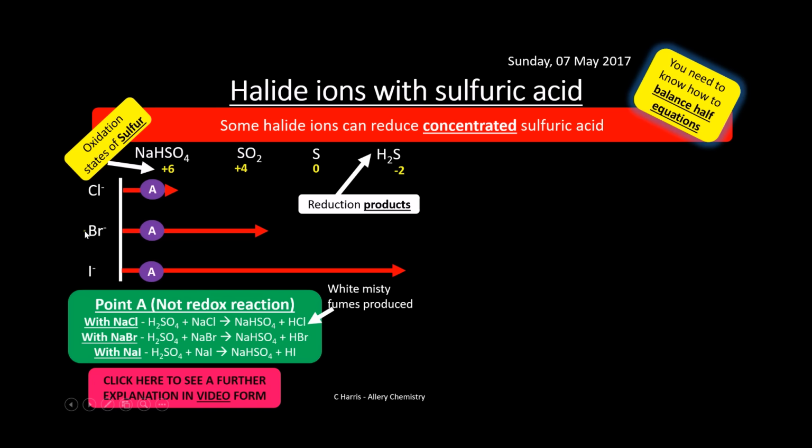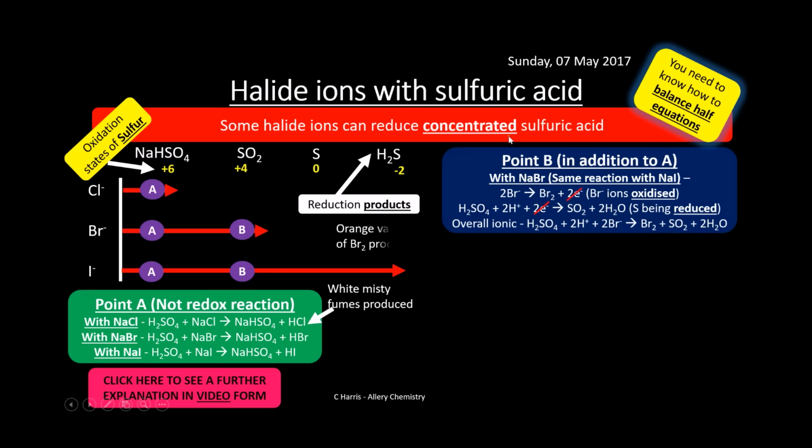Okay, so now we're going to bring our attention onto bromide. So we're going to be looking at reaction B. Bromides can actually reduce the sulfur further. They can reduce it to produce sulfur dioxide, and iodides can do the same as well. So let's have a look at their reactions. So this is point B, and you can see it is in addition to A as well. So we've got obviously all the A reactions as well.